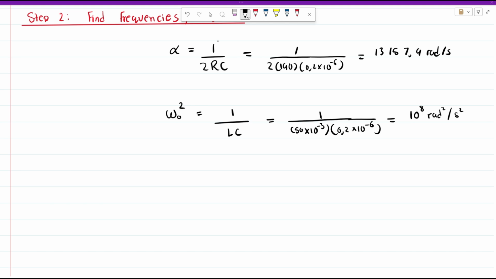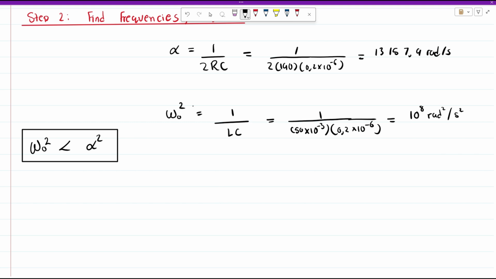So now that we have the frequencies, we have to determine whether the circuit is truly an overdamped response. So how are we going to do that? Remember, for a circuit to be an overdamped response, we need the resonant radian frequency squared to be less than the Neper frequency squared. So this condition right here has to be met.